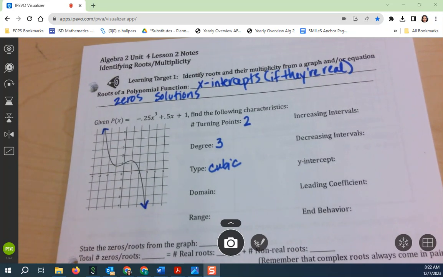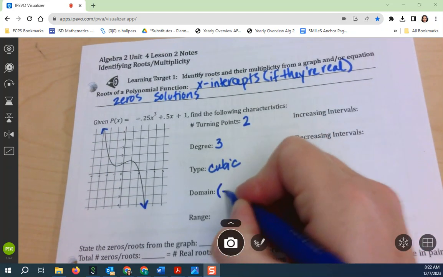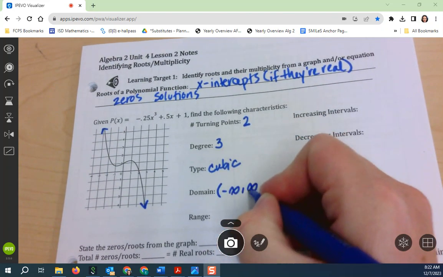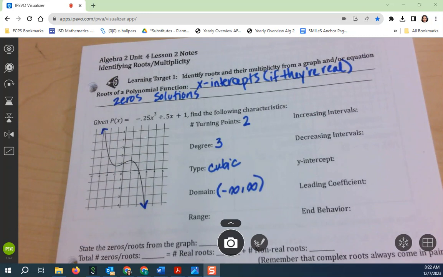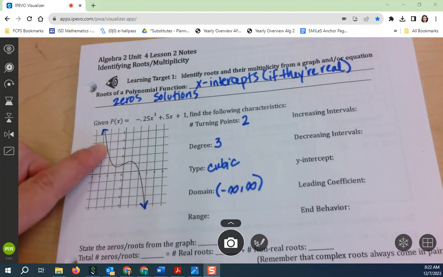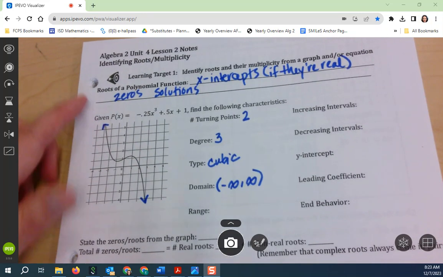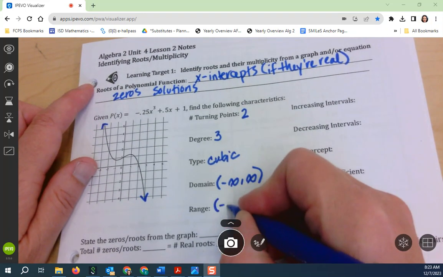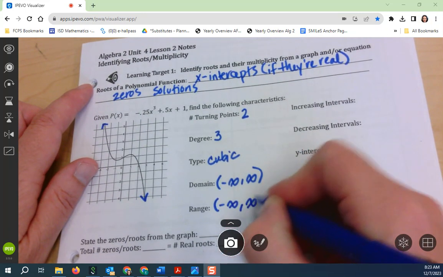All right, the domain of this function, we said every polynomial function will have what domain? Negative infinity to infinity, good. And then our range starts at the bottom at negative infinity and continues to what? Infinity again, right. So negative infinity to infinity for both the domain and the range.